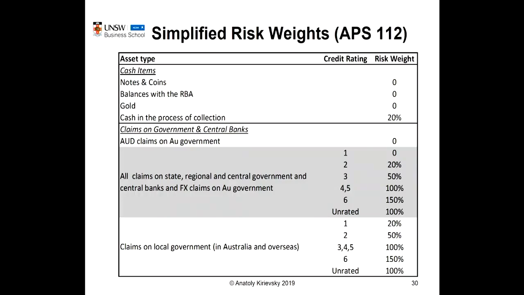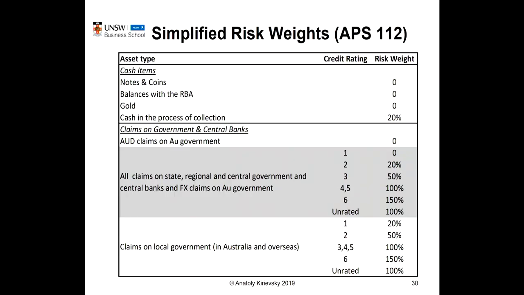I thought we're going to use the actual tables from the actual prudential standard. So this is from the actual APS 112. I have simplified the wording a little bit, because the actual explanations of the items are very long.